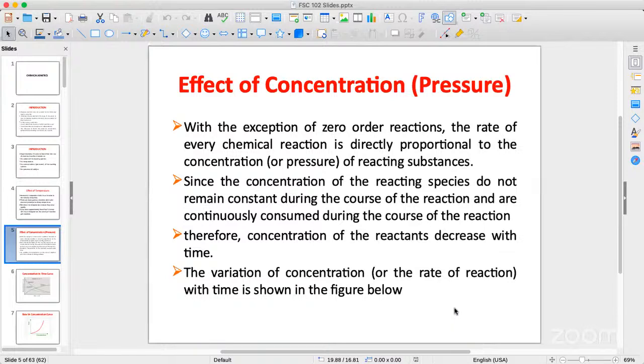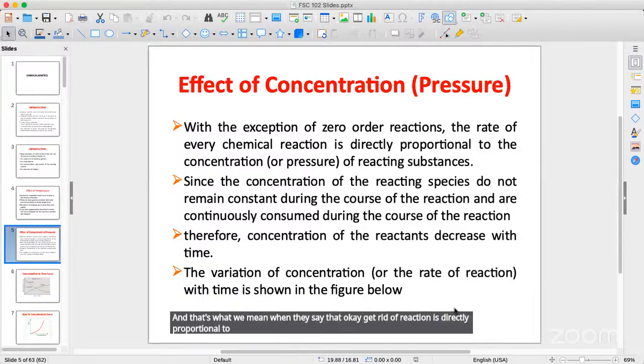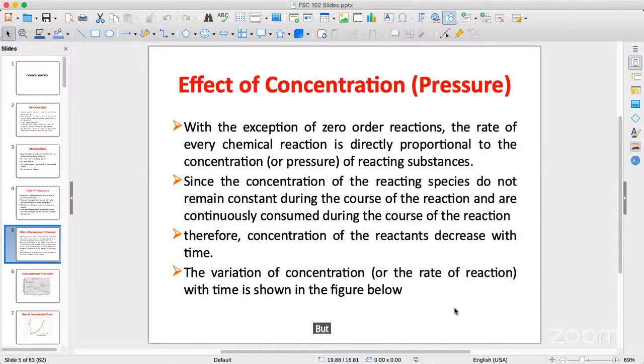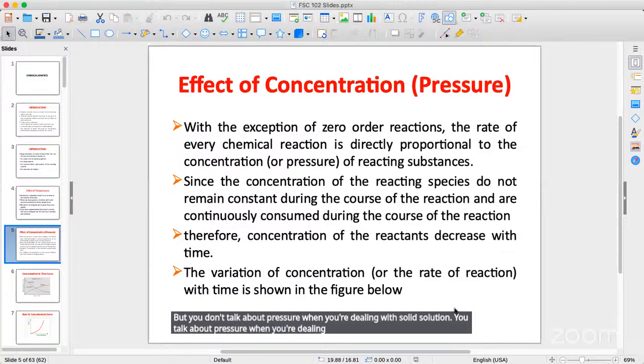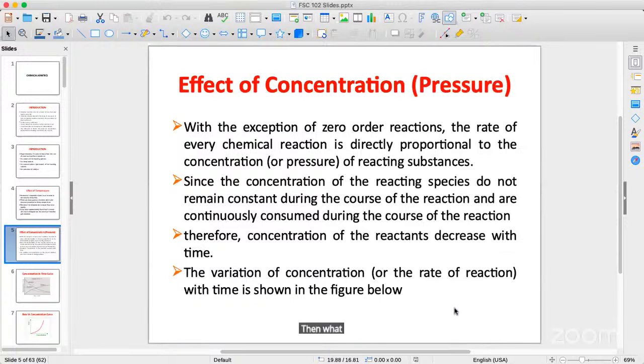As the concentration reduces, the rate of reaction will also reduce. And that's what we mean when we say the rate of reaction is directly proportional to concentration. The same thing applies to pressure. But you don't talk about pressure when you're dealing with solids or solutions. You talk about pressure when you're dealing with gases. If you're talking about gaseous reactants, then the higher the pressure, the higher the rate of reaction.